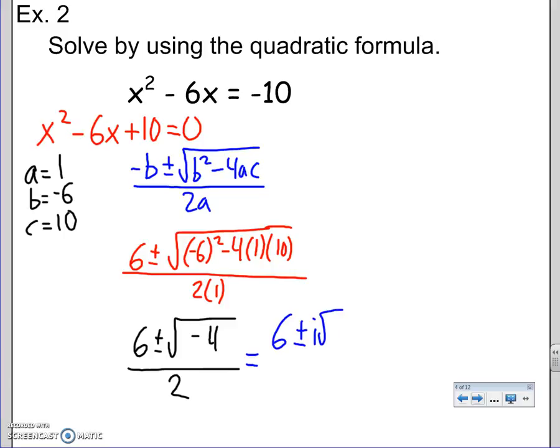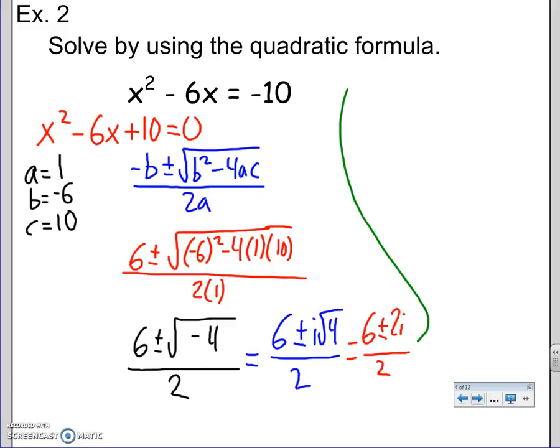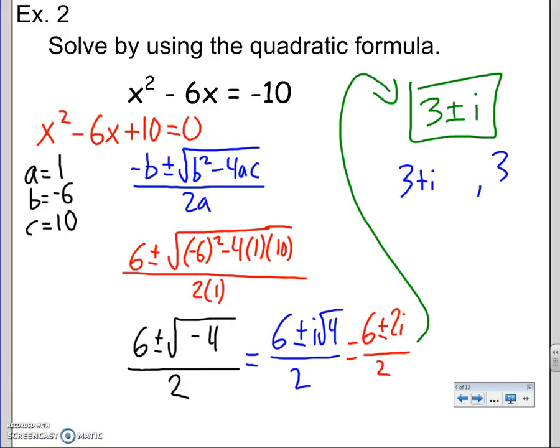So if that helps you, I'll do this. That's i square root of 4 over 2. And y'all know that the square root of 4 is 2. That's really 6 plus or minus 2i over 2. And if you have a fraction like this, you can divide it sometimes, or you can just do the two cases. I'll just divide it now. So that's really 3 plus or minus i. That's our answer. If you want to break it up into two things, you can say 3 plus i is one, and 3 minus i is another.